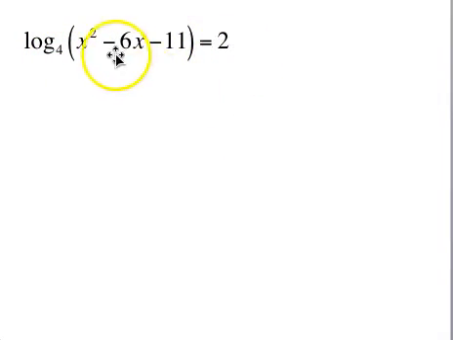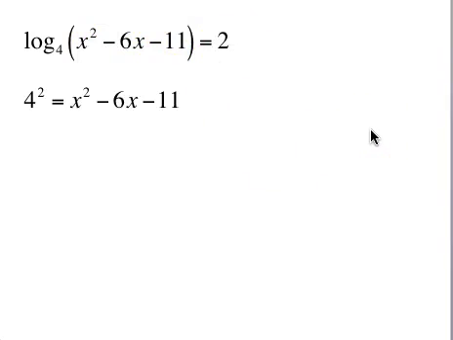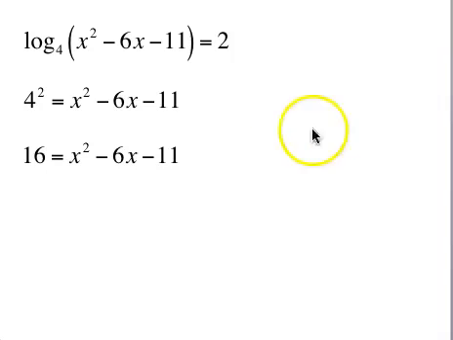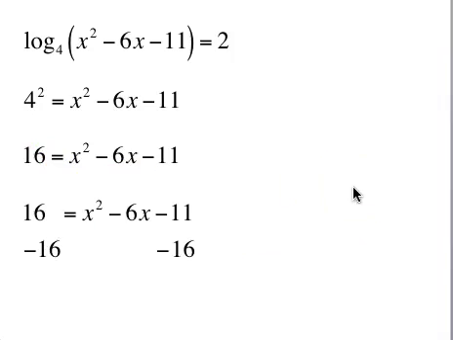4 to the 2nd power equals x squared minus 6x minus 11. 4 to the 2nd power, of course, is 16, and we have a quadratic equation. But if we're going to solve an equation with an x squared, it has to equal 0. So we need to subtract 16 from both sides, so we get something equaling 0. 16 minus 16 here will be 0. Negative 11 minus 16 would be negative 27. So we'd have 0 equals x squared minus 6x minus 27. And this requires us to factor. That will be x minus 9 times x plus 3.